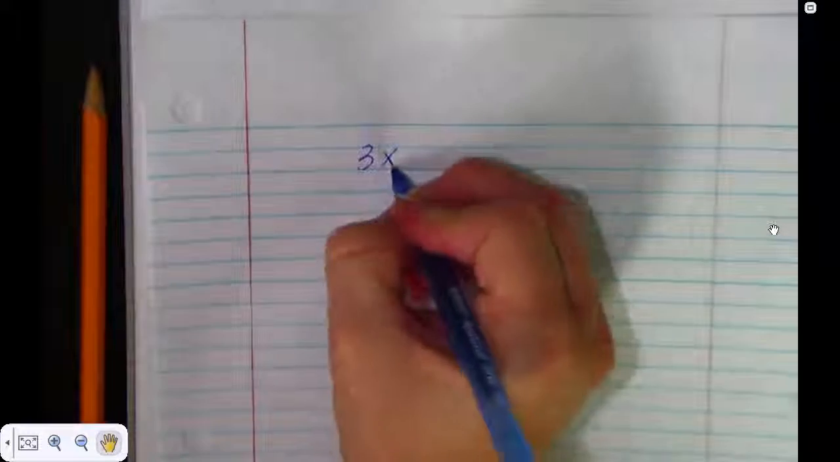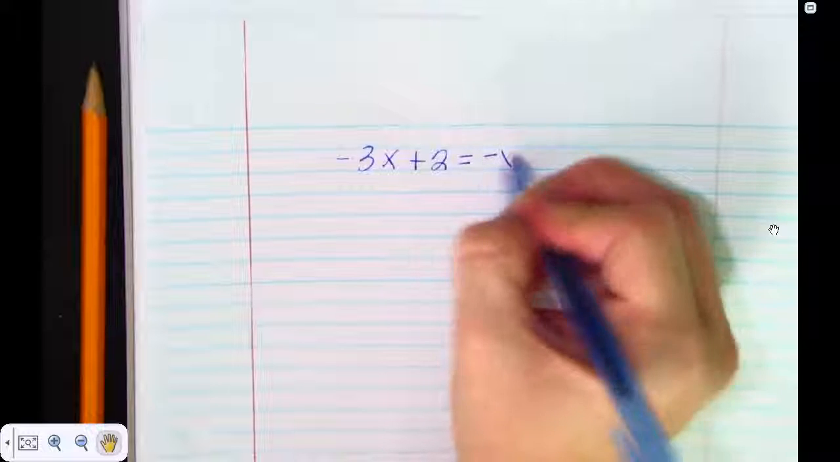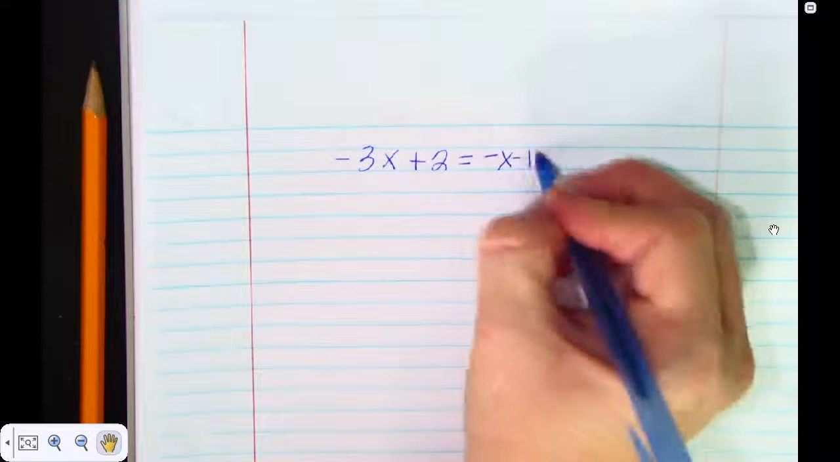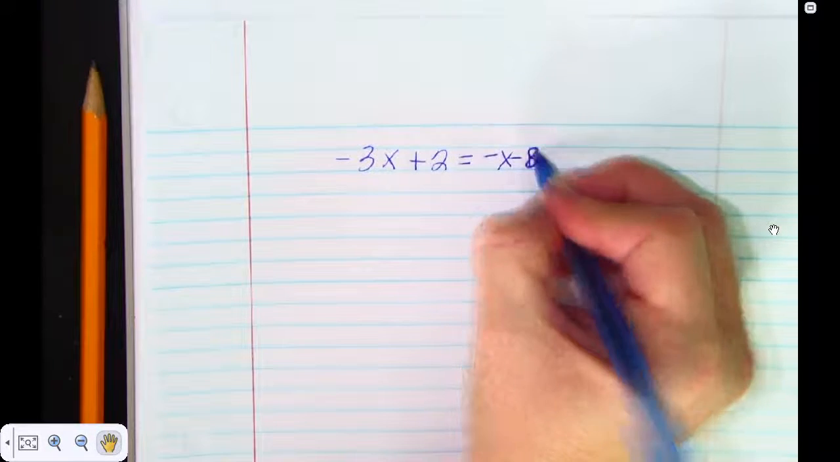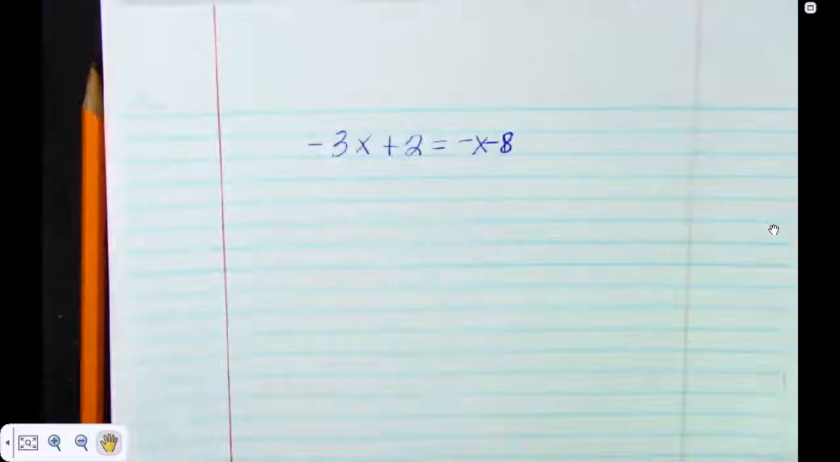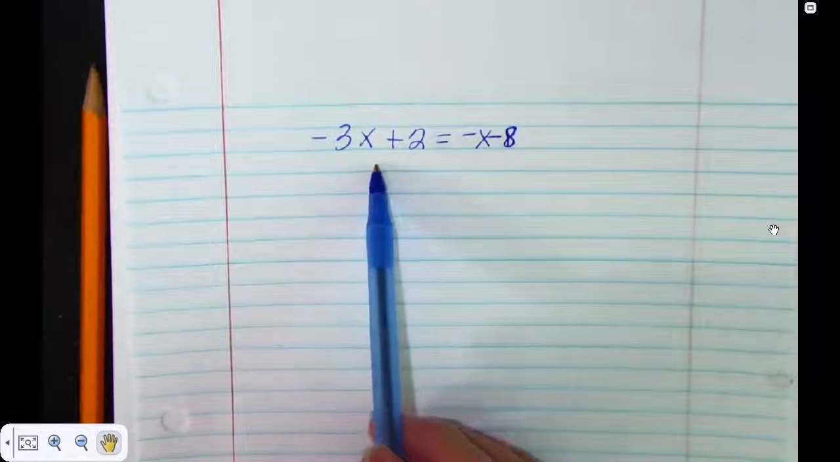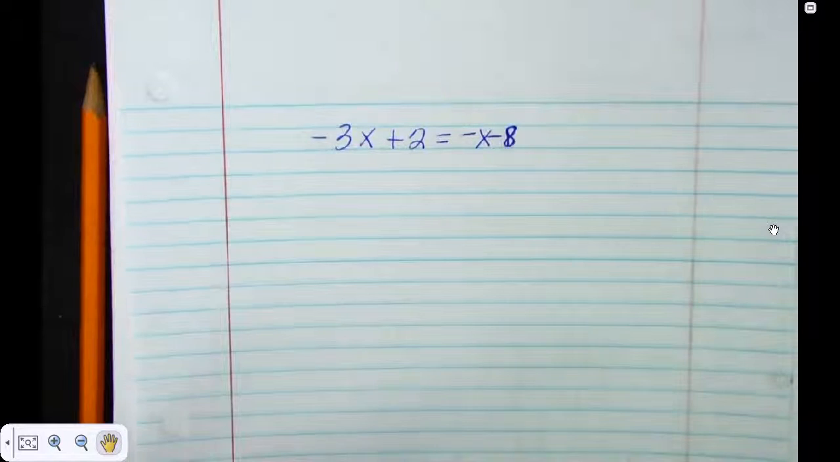Okay, guys, you should have 3 sheets of paper out. On the first sheet of paper, I want you to write this problem. Negative 3x plus 2 equals negative x minus 8. Okay, you will notice that there are variables on both sides. That's what we're going to be doing today, solving equations with variables on both sides.